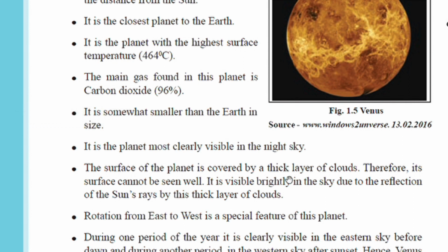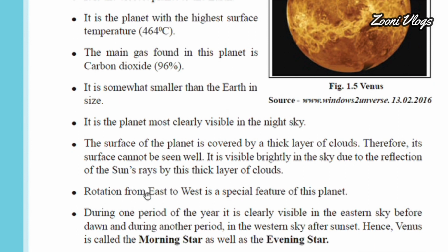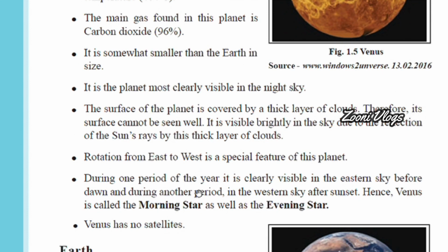It is visible brightly in the sky due to the reflection of the sun rays by this thick layer of clouds. Rotation from east to west. You have to underline these things. Venus rotates from where to where? East to west.